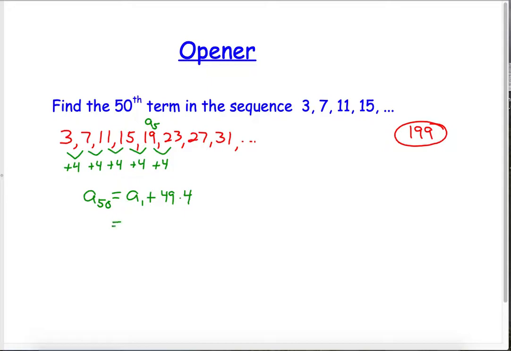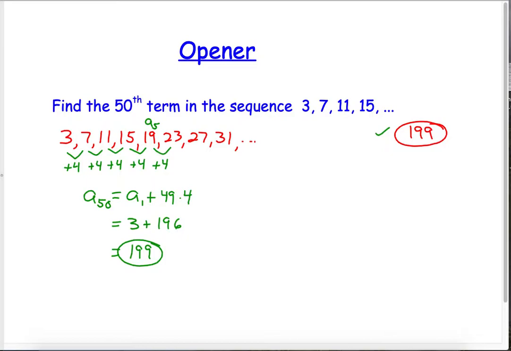And we know the first term is 3. And 49 times 4 is 50 times 4 minus a 4, so 200 minus 4, 196. And then we add 3 to that, and we get 199. Aha! And that matches. That's what we thought it was. And that would have been a little quicker than pressing enter on the calculator.